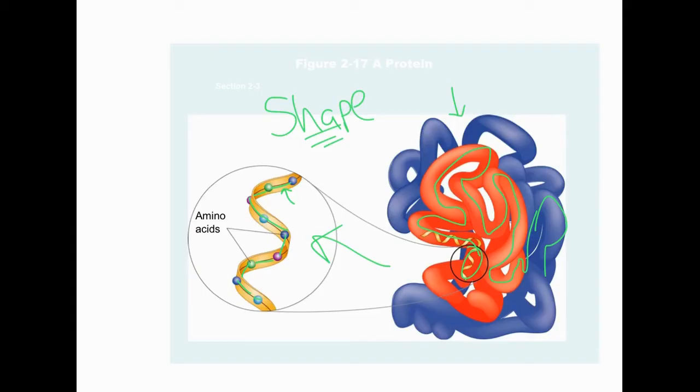But definitely know that proteins are made from the monomers, amino acids. Takes a lot of amino acids bonded together to make a protein. And also that it's the shape of the protein that determines its function. So it needs this shape, this exact shape, for it to do its job.